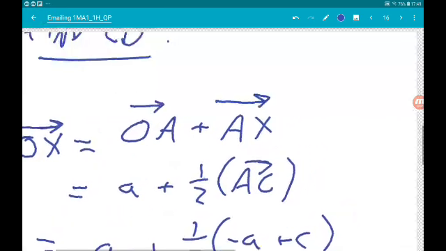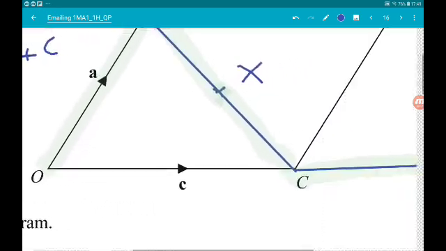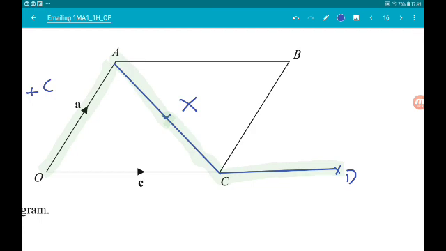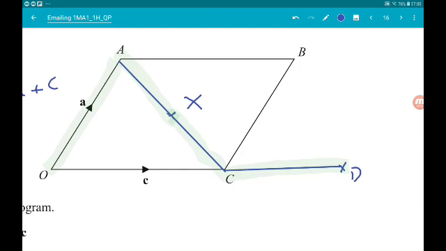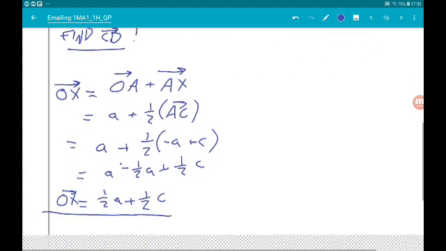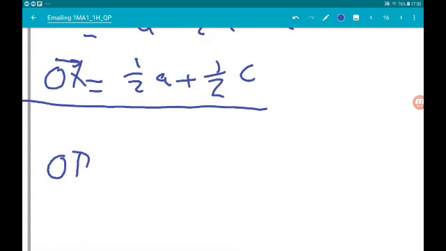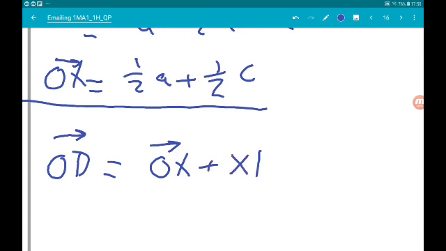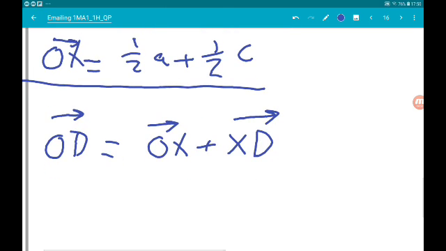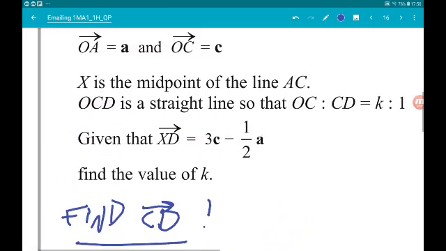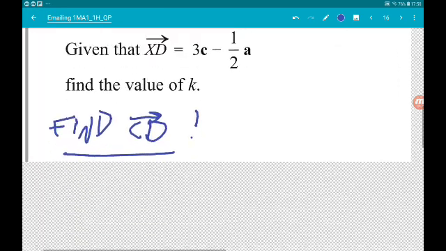Now remember, what we're trying to do is work out the vector OD. So now we can take this complete green path from O to A to X to C to D. So this path, OD, is now OX, add XD. So OD is OX, add XD. Now we know that this is half a add half c, and then add XD. Now they give us that in the question. Let's add 3c minus half a.